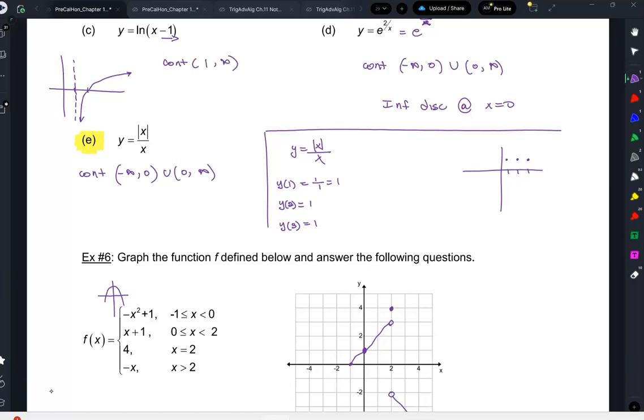What's y of negative 1? Negative 1. What's y of negative 2? What's y of negative 3? Right here, but it just doesn't exist. Correct, it does not. But now, how about at x equals a half? Still 1. Negative half? Still 1. It only doesn't exist here, but look at this. It looks like this. So this is a jump discontinuity.